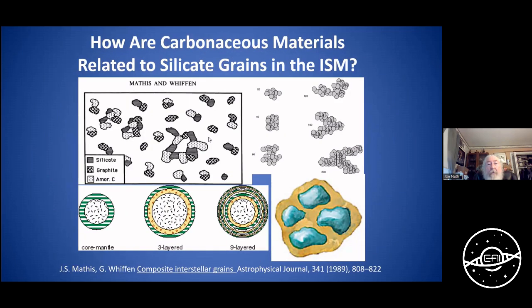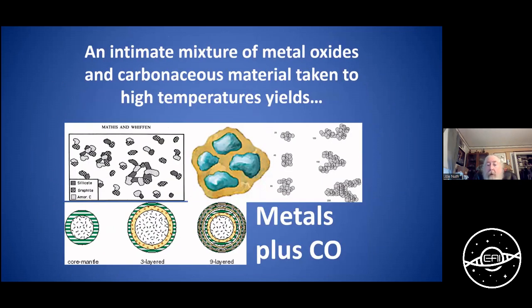The thing that happens when you take those to high temperatures is you basically do exactly what we do when we're smelting metals. The carbon reacts with the silicate, you make CO or CO2, and you get metals left over in that particular case.